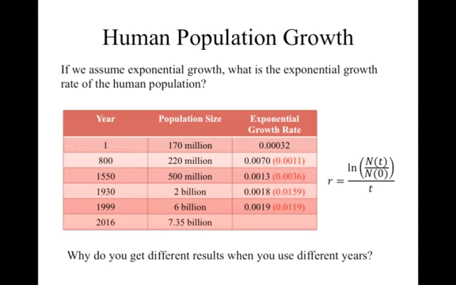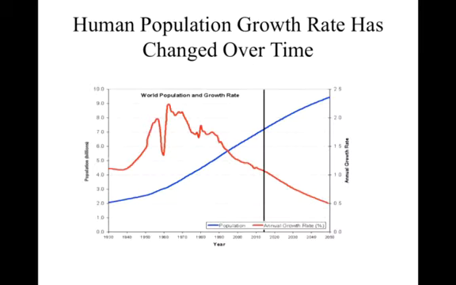And so the question is, what's going on? Why does the human population growth rate keep changing depending on the time period I look at? Well, the answer is because the human population growth rate has actually changed over time. So we have not grown at a constant rate.